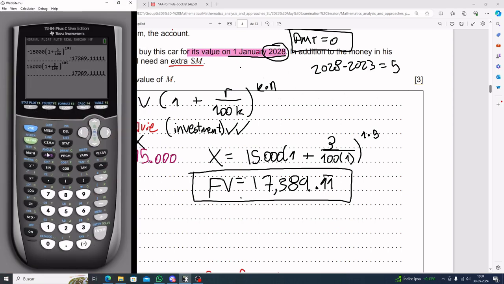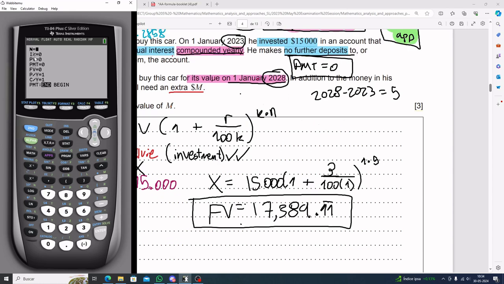And so if I go over here to the finance app, I first press apps, then I press finance, and then you're gonna go to the TVM solver. Okay, so if you press the TVM solver, you're gonna realize that a lot of what it asks for is basically the same as the compound interest formula. There's just one or two things I have to point out.